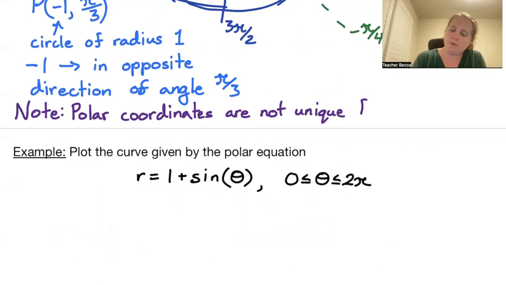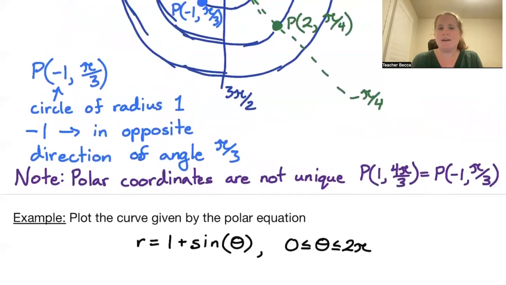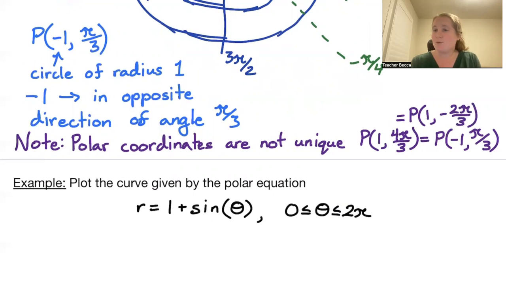So for example, P of (1, 4π/3) is the same as P of (-1, π/3), which is the same as P of (1, -2π/3). And then of course, if you go beyond 2π, we can go as large as we wanted if we kept going, but usually we limit ourselves to 0 to 2π.